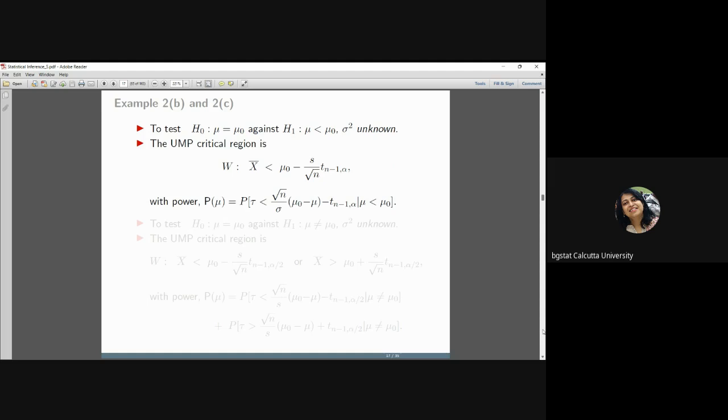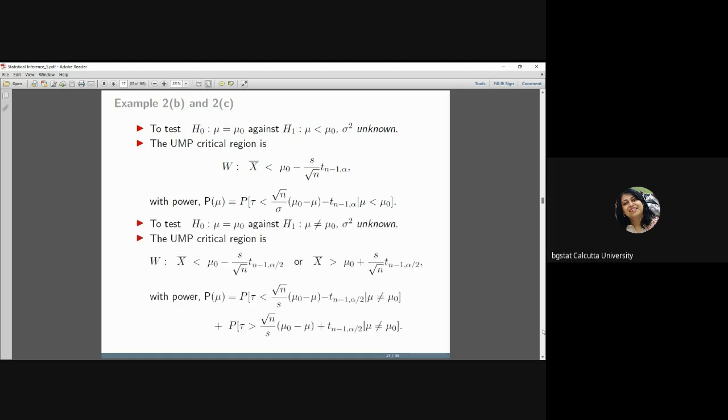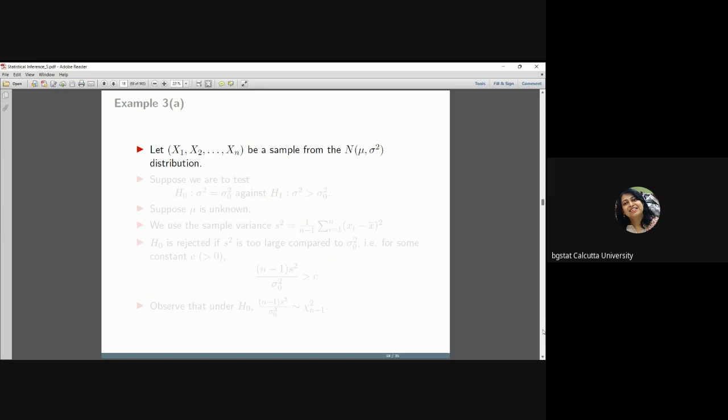By the same logic, if we want to test H naught mu equal to mu naught against mu less than mu naught, we will get the left tail test. Or we can also test for a two-sided alternative and get the critical region for the two-sided test. Note that in all cases, it looks like the normal test, except that sigma is now replaced by S and the critical value is replaced by the corresponding critical value from the correct T distribution, which is the T distribution with n minus 1 degrees of freedom.